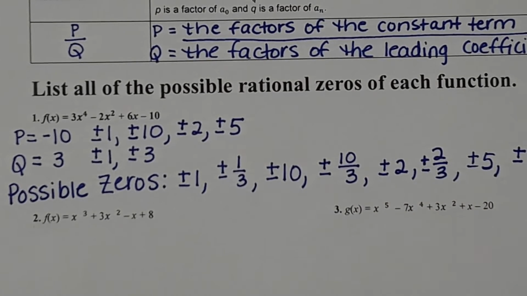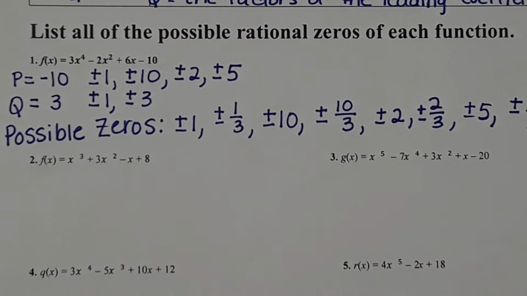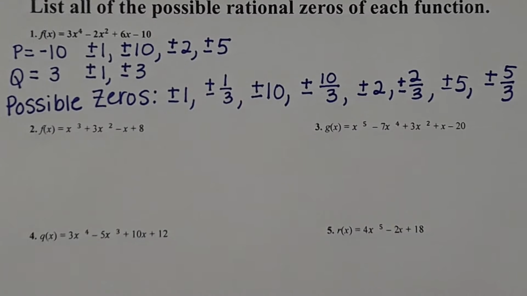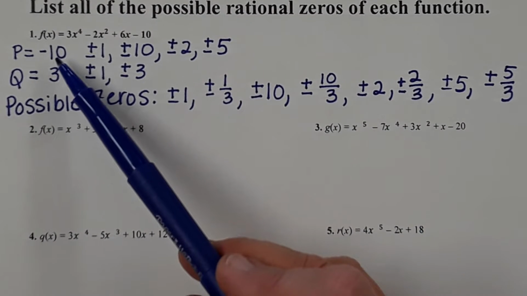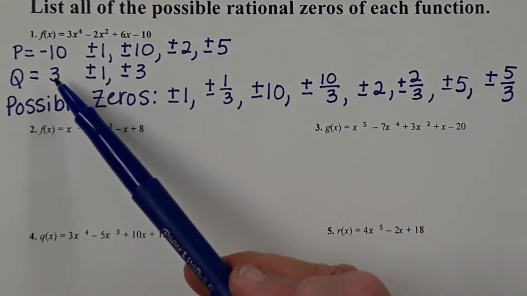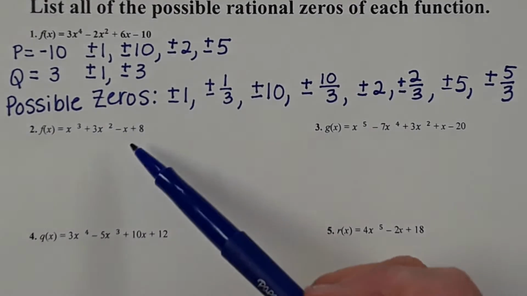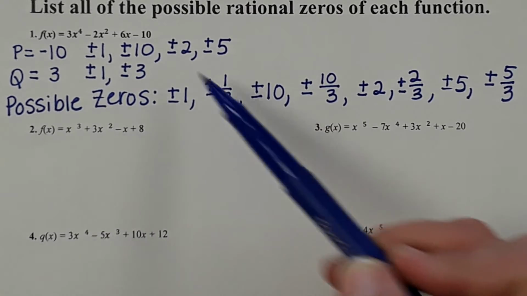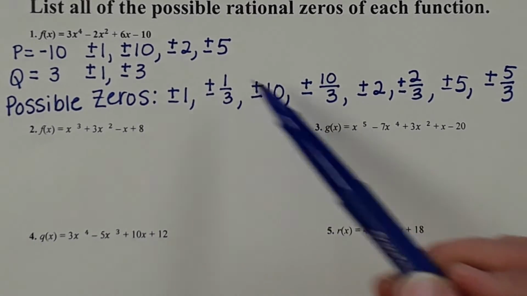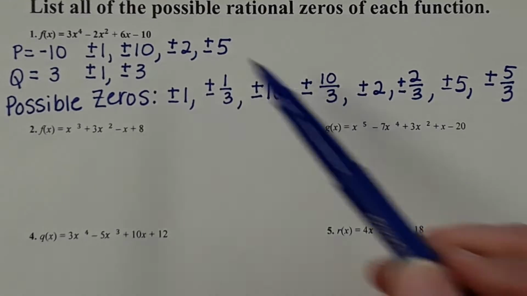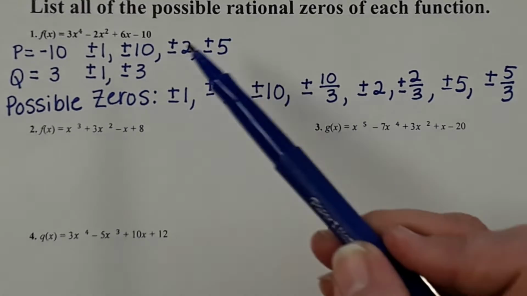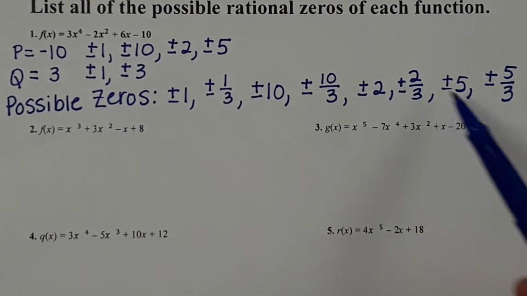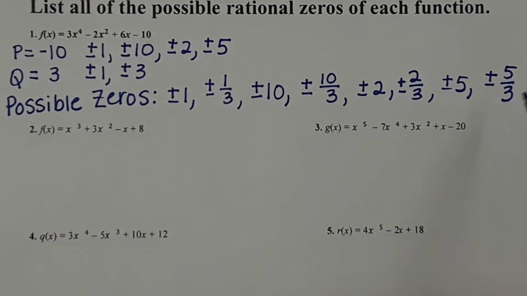That's all we're doing today: listing the possible roots, or possible zeros. So there we go. We listed the factors of -10, we listed the factors of 3, and then we put them over each other. 1 over 1 was 1, 1 over 3 was 1/3, 10 over 1 was 10, 10 over 3 was 10/3, 2 over 1 was 2, 2 over 3 was 2/3, 5 over 1 was 5, 5 over 3 was 5/3.